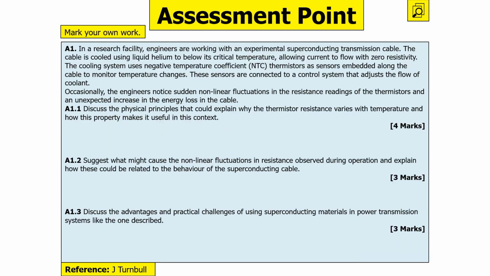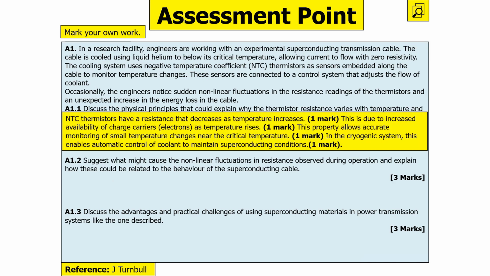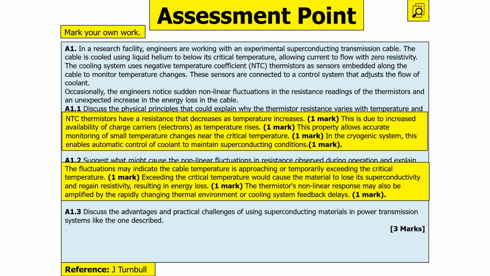Right, so in this first one, we know that NTC thermistors have a resistance that decreases as temperature increases. Now this is due to the increased availability of charge carriers or electrons into the circuit as the temperature rises. So this allows for an accurate monitoring of small temperature changes near the critical temperature, which is what is needed for this context. So in the cryogenic system, this enables the automatic control of the coolant to maintain the superconducting conditions required. Now for the next question, the fluctuations can indicate to you that the cable temperature must be approaching or even exceeding the critical temperature.